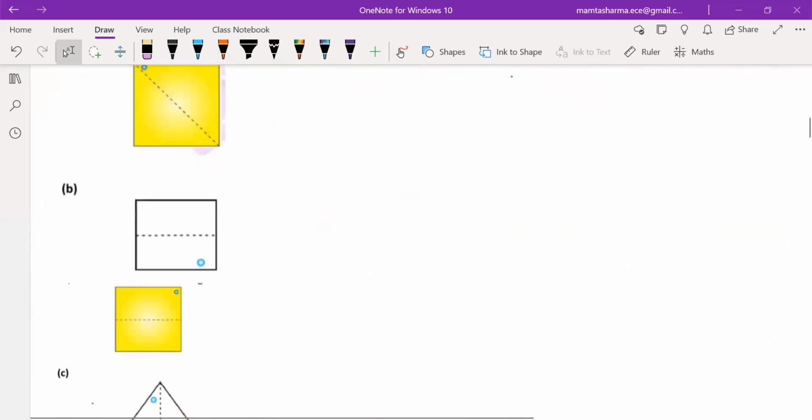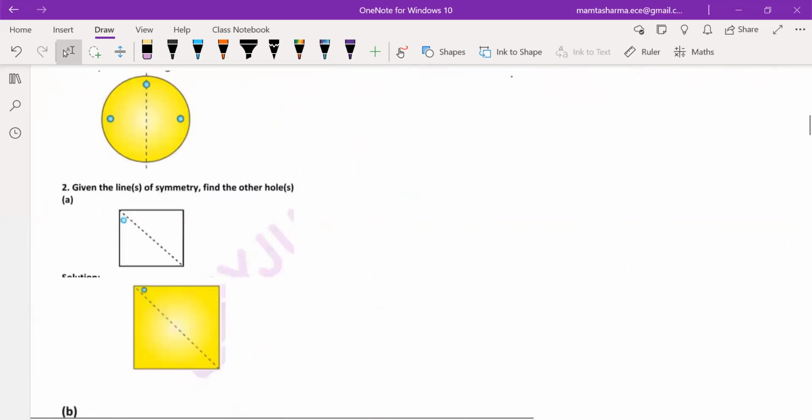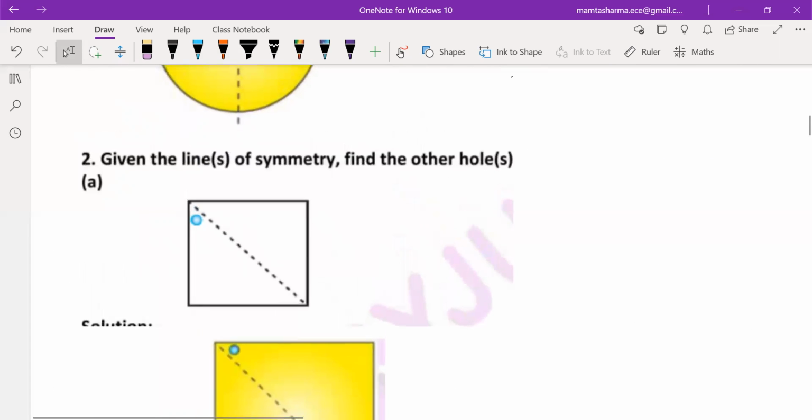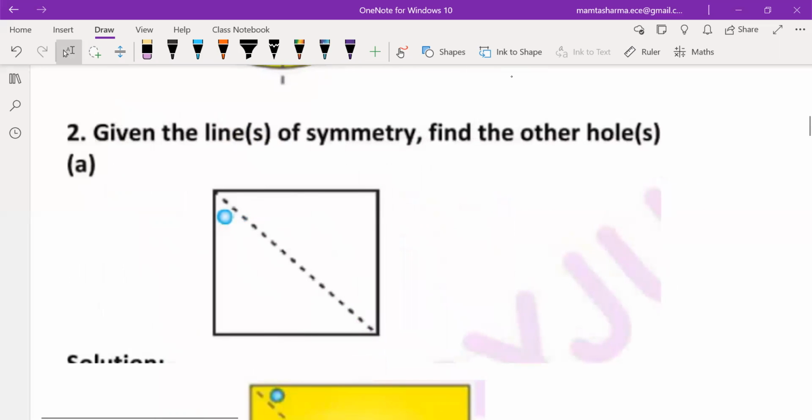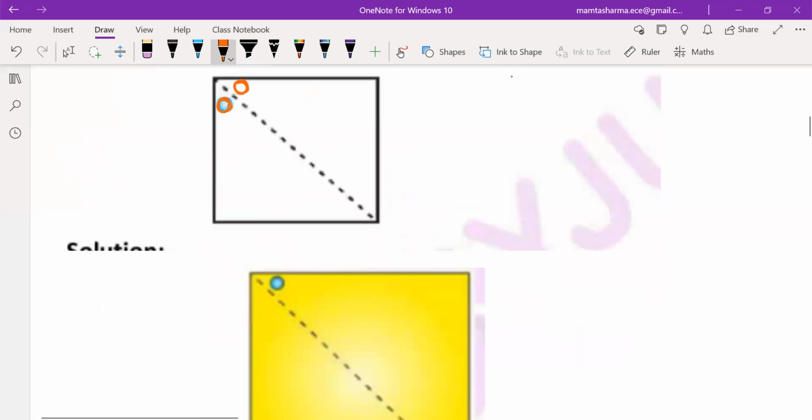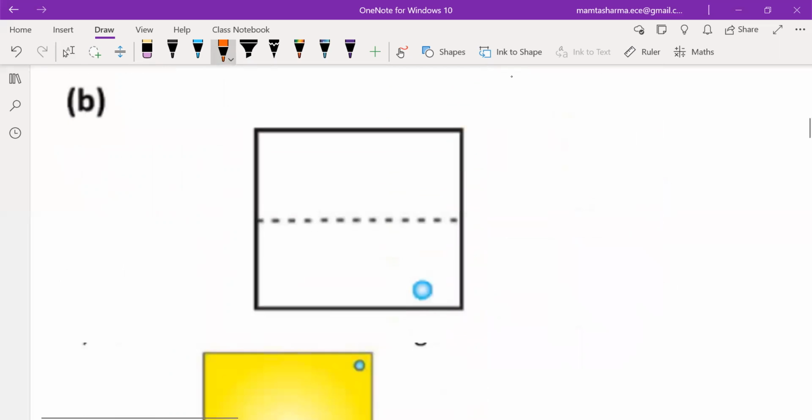Yes, the second question is: given the line of symmetry, find the other hole. Okay, now you have to find out the other hole. If the line of symmetry is given, this dash line is a line of symmetry, where would the other hole exist? Ma'am, beside the line. Just the opposite side, right? Yeah, ma'am. Yes, ma'am.